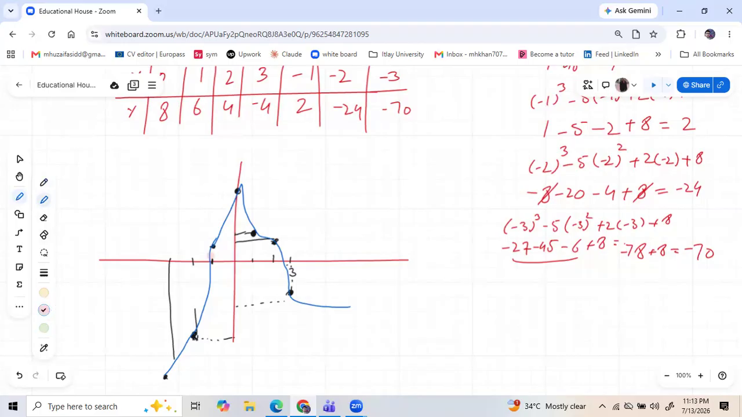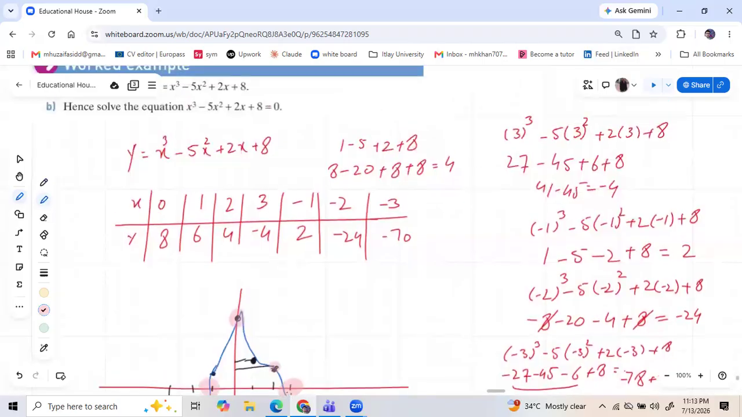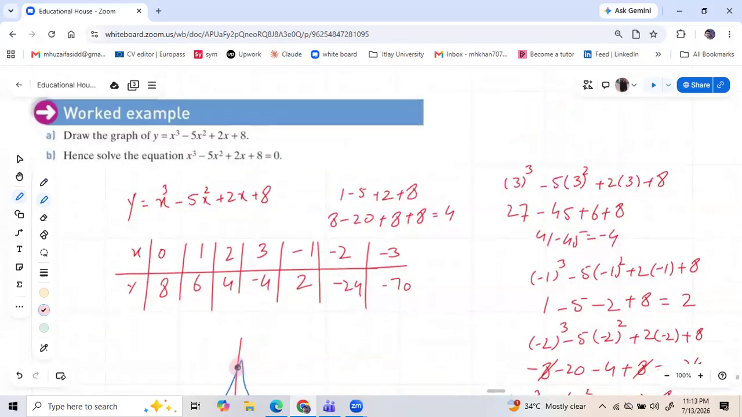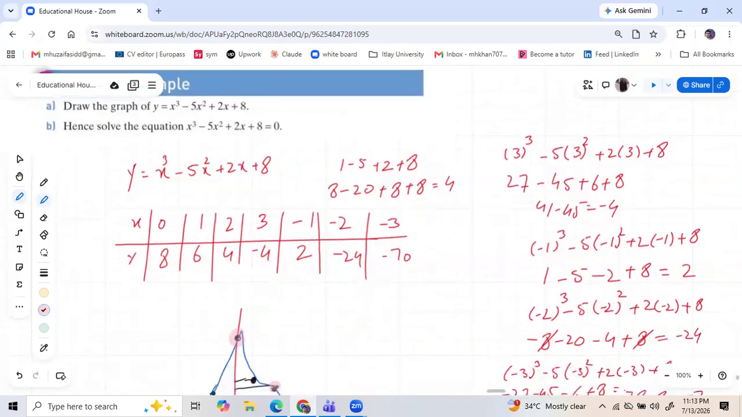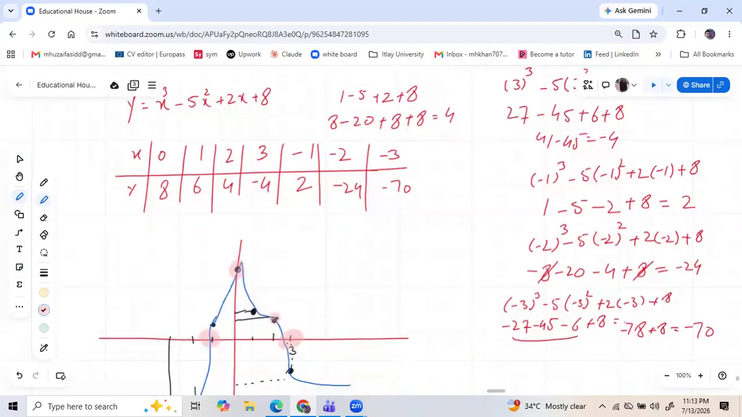Check it here. The graph will touch at this one point along the y-axis, and at these points along the x-axis. So with the help of this, we are drawing the graph, and we can say that our graph touches at these points. Okay, now we are moving to our second point.